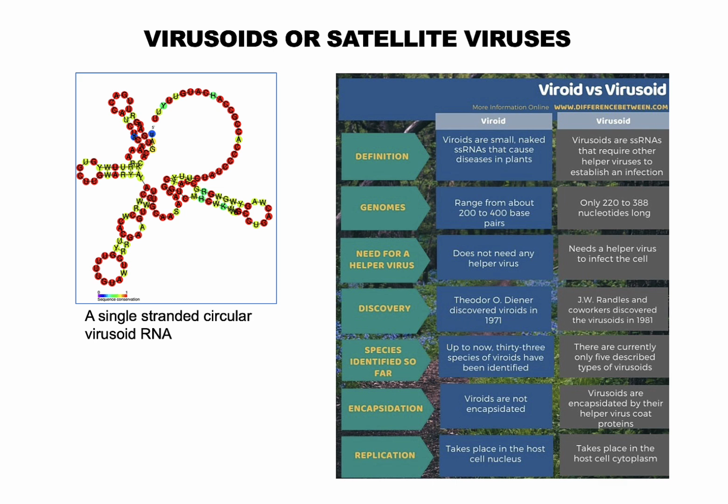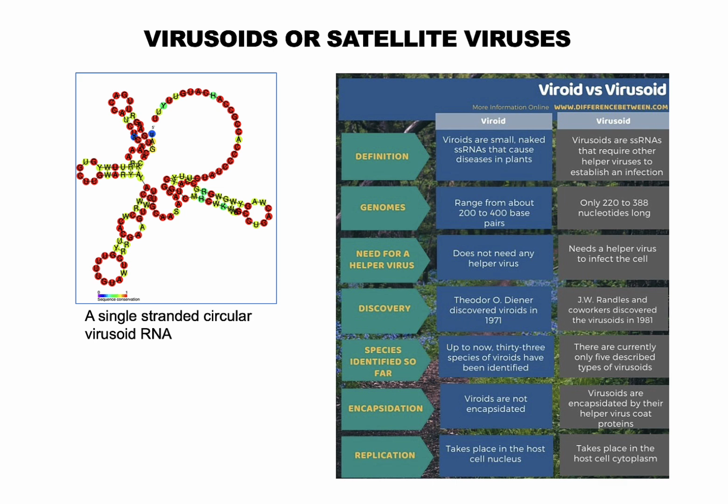Virusoids are part of a larger group of infectious agents known as satellite RNAs, which are similar to pathogenic RNAs found in animals. Unlike plant virusoids, satellite RNAs can encode proteins. However, like plant virusoids, they must also co-infect with the helper virus to replicate.